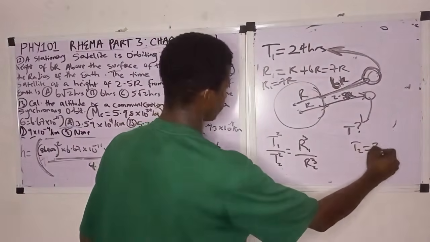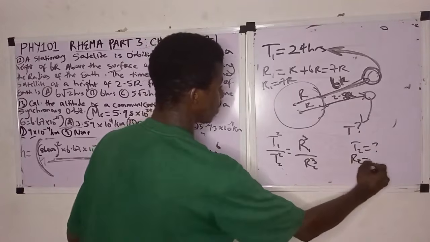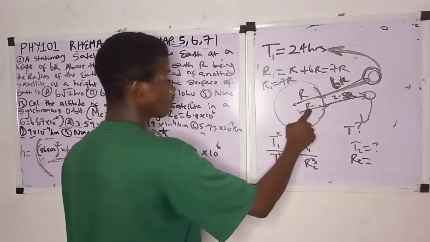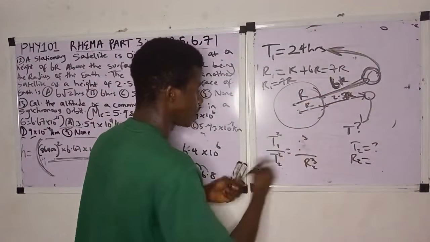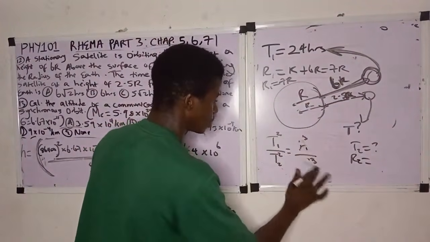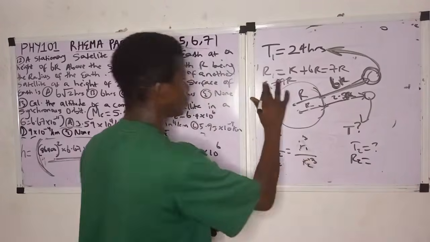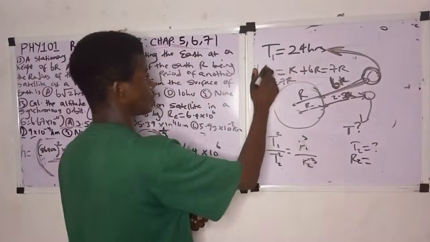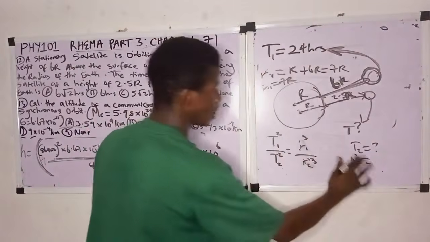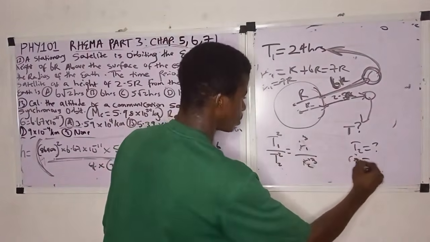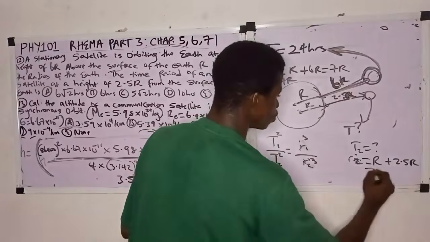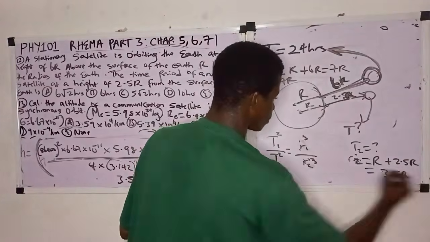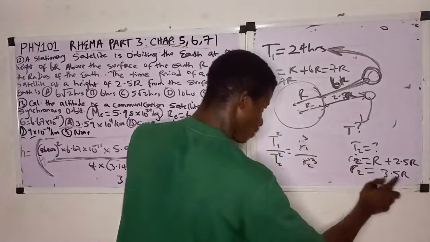Then our R2 is from this place to this place. Let me break it down: small R1, and hence small R2. Our R2 is the big R plus 2.5R, so it should be 3.5R. So our R2 is 3.5R.